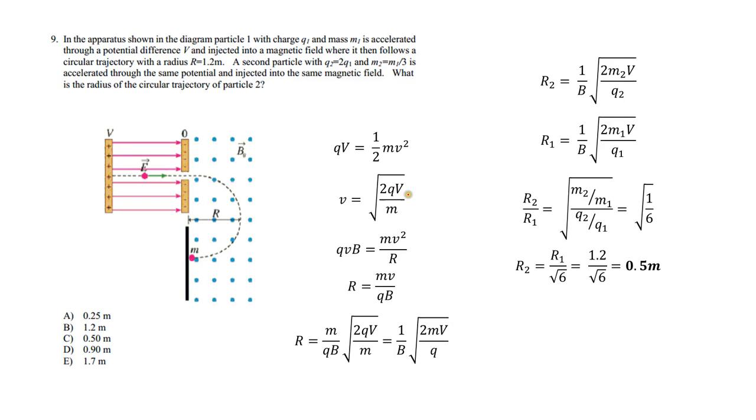Like I said before, we don't have a velocity, so we need to substitute in for that. And then down here we get r equals m over qb times this value here, which simplifies further to this equation right here. And this is going to be important.